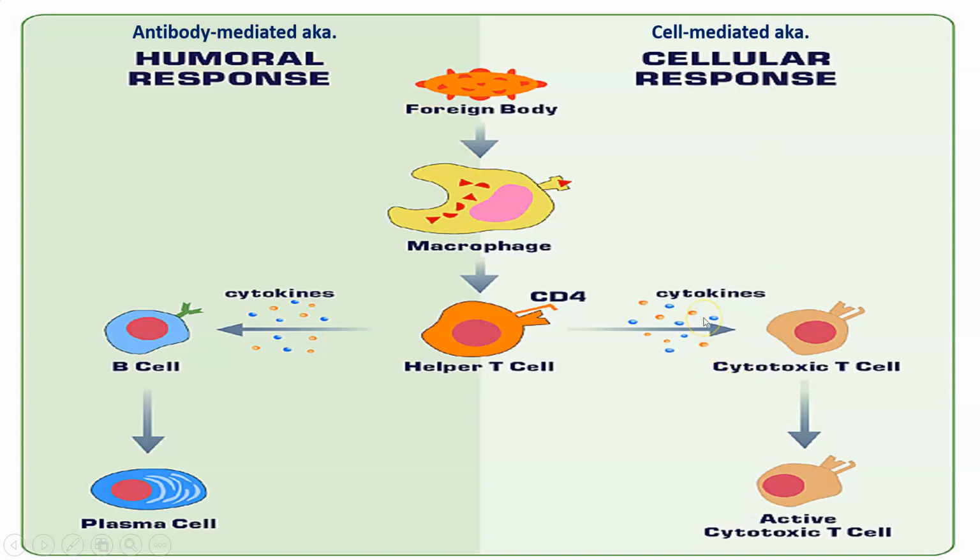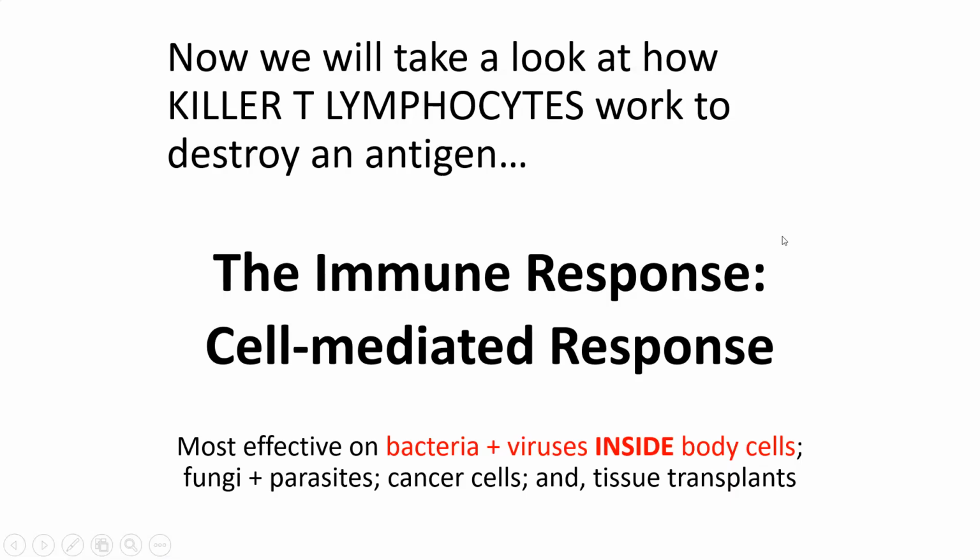The next type of T cell that we're going to be looking at are called cytotoxic T cells. Cytotoxic T cells are sometimes known as killer T cells or killer T lymphocytes, and they work to destroy antigens. So another point of contrast between this and the humoral response is that these type of antigens are most effective against bacteria and viruses inside the cell.